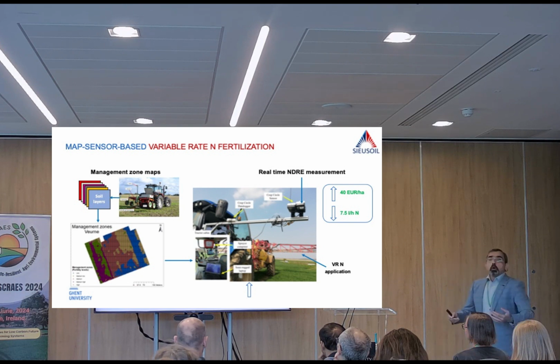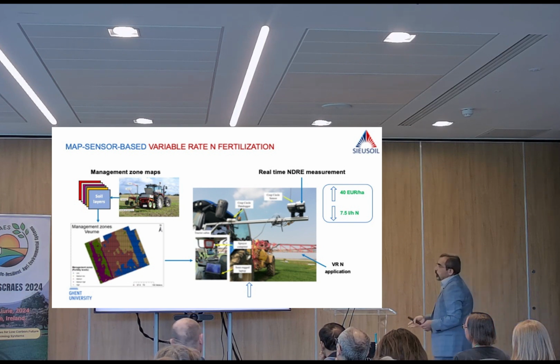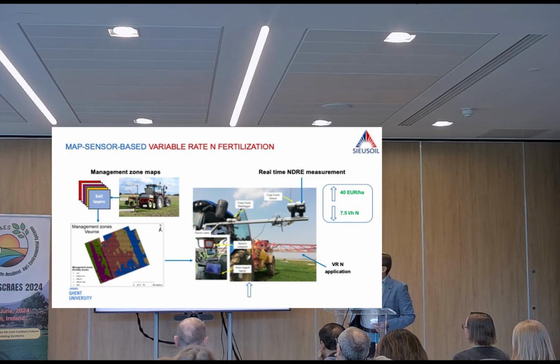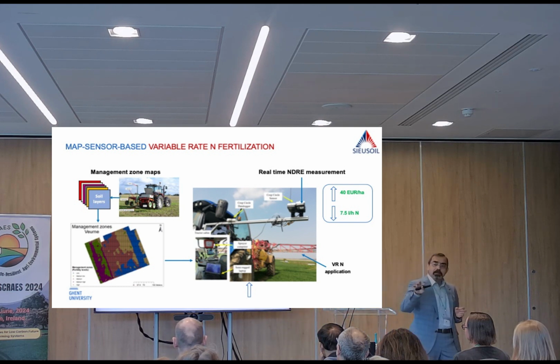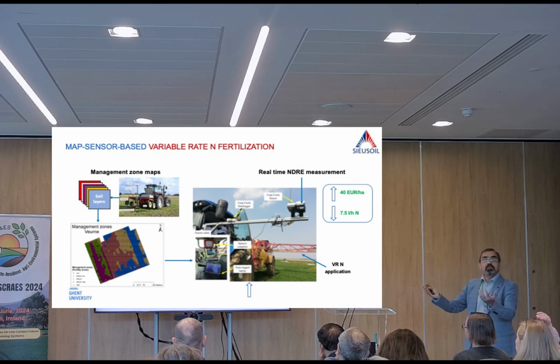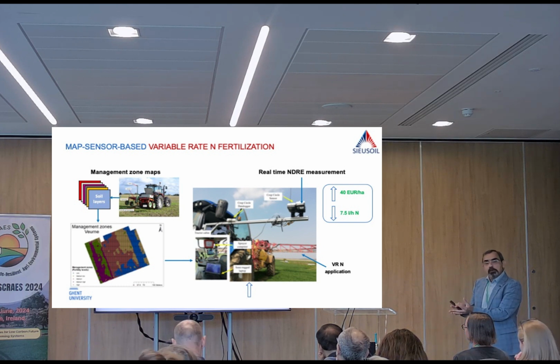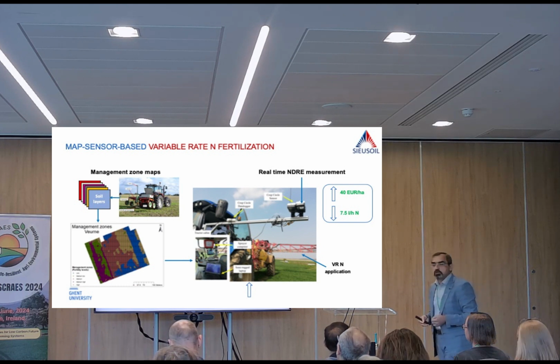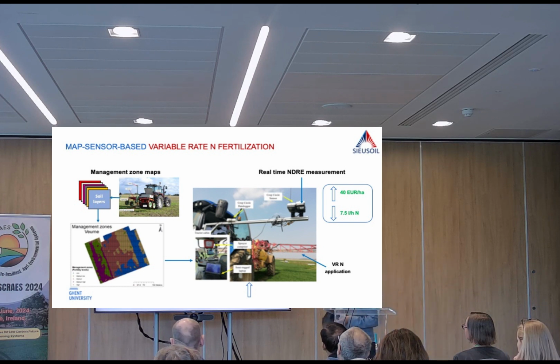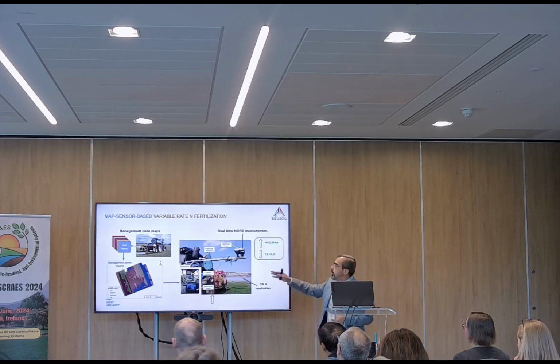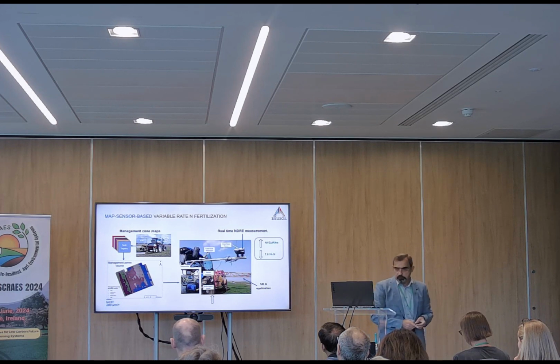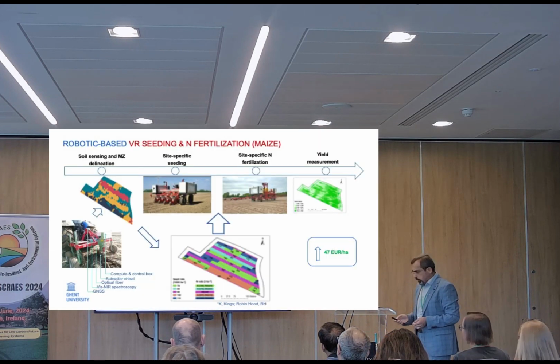We went even to a more advanced solution where we first produce the management zone map in August, September, in the last cropping season. And in this year's cropping season, we have a crop sensor to measure crop characteristics, and based on synchronizing the data of soil and current crop growth, we can optimize the nitrogen fertilization. We have seen an increase of 40 euros per hectare compared to uniform rate, and a reduction in the applied amount of nitrogen of 7.5 liters per hectare.